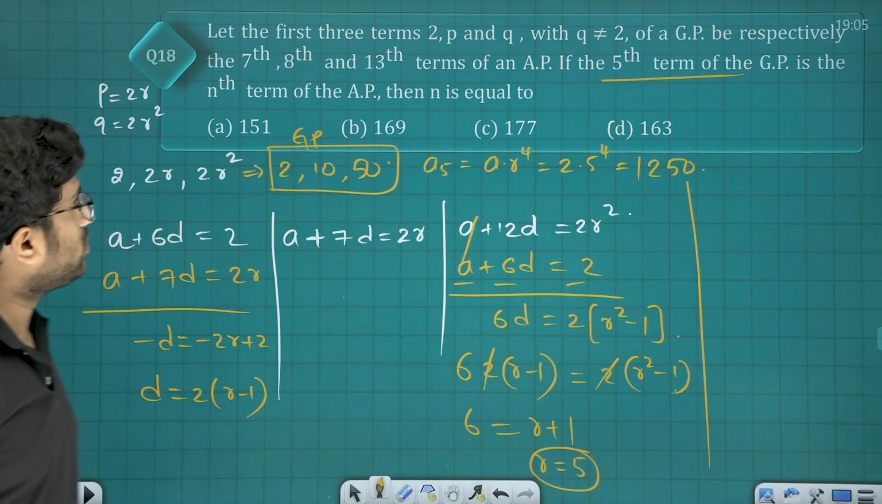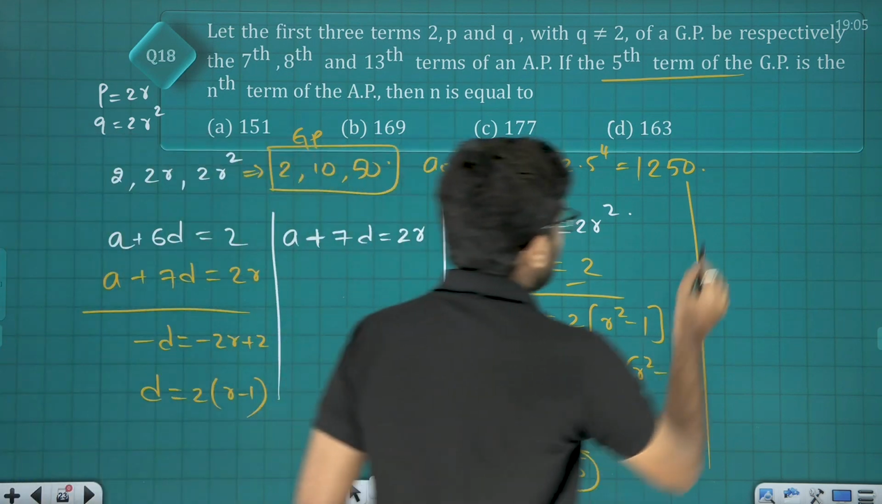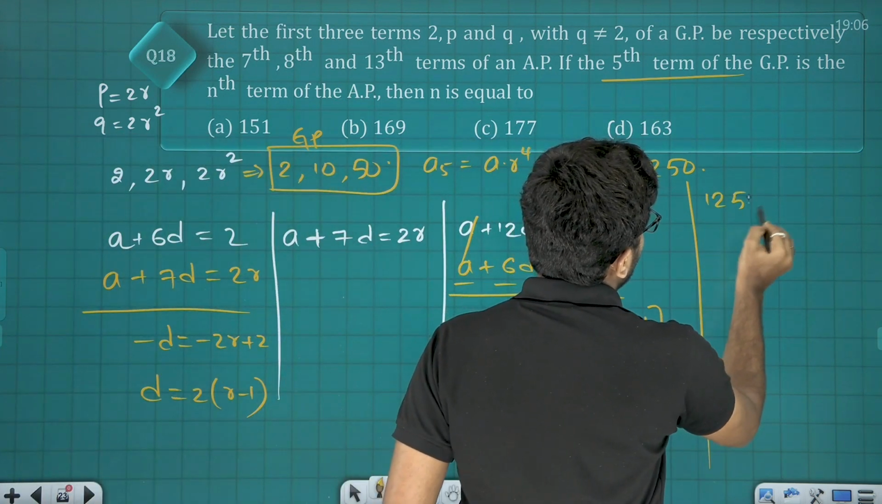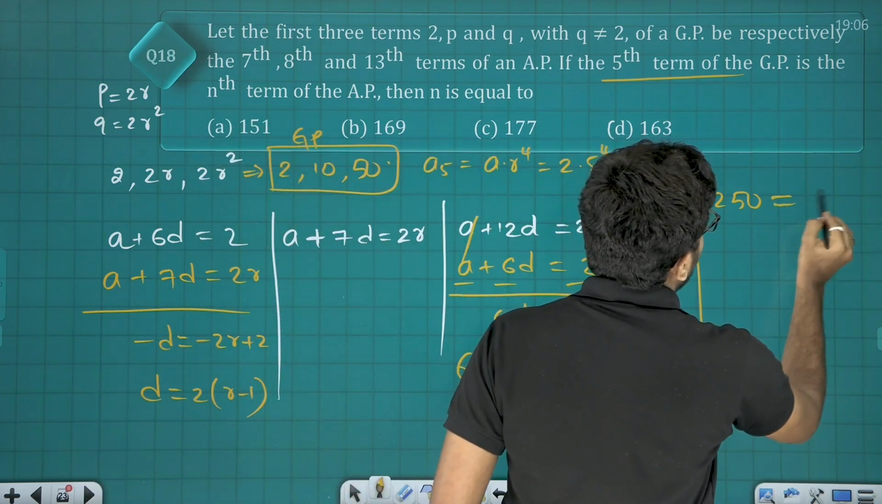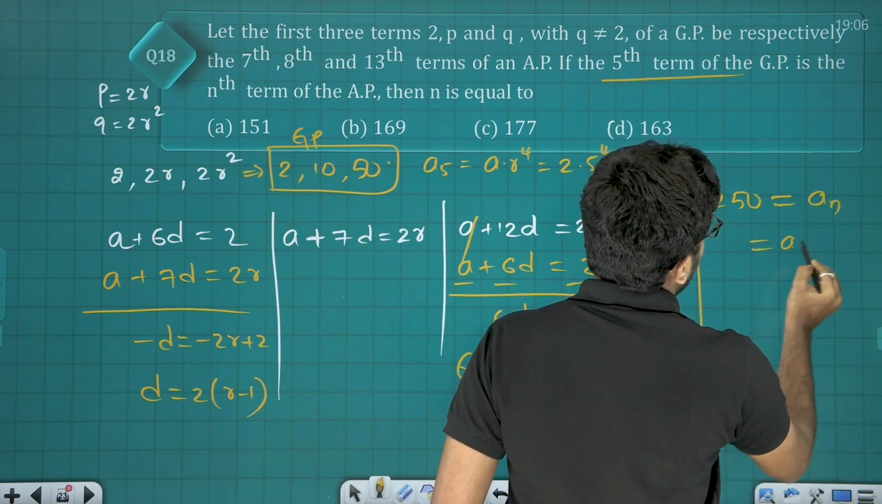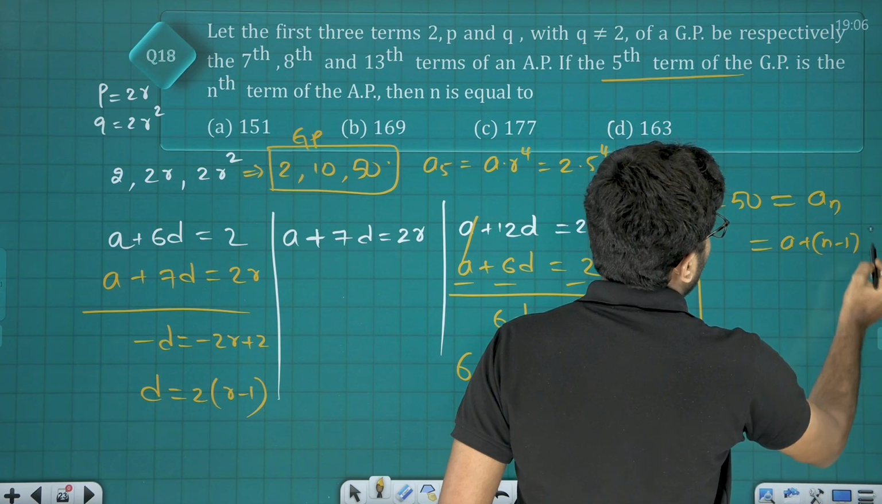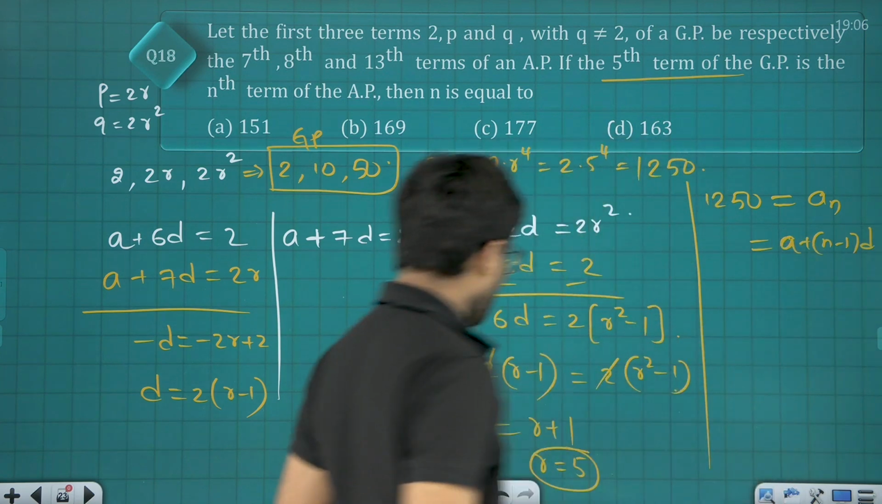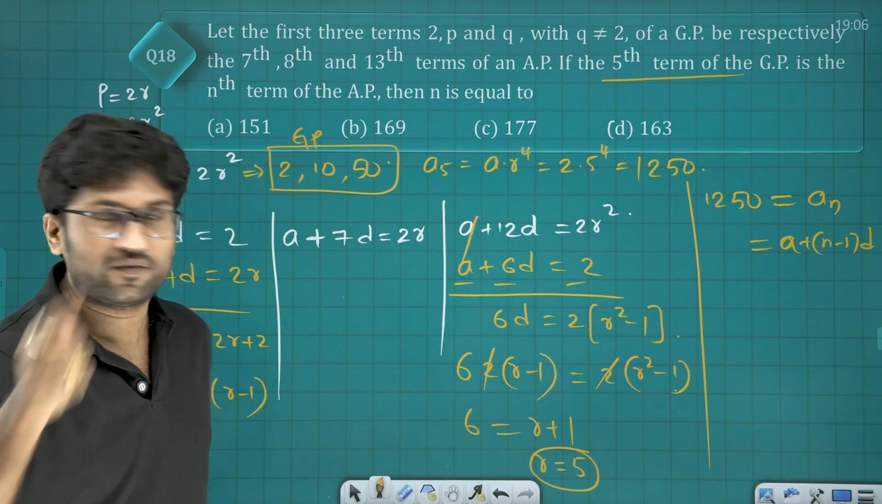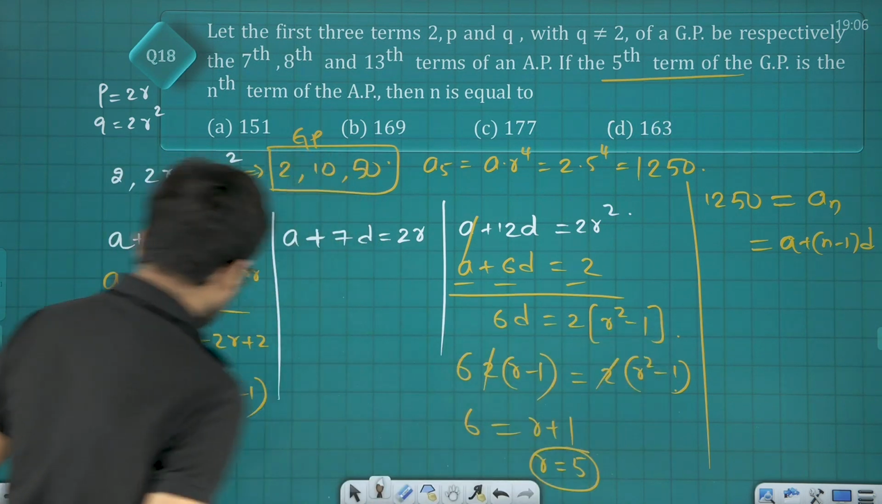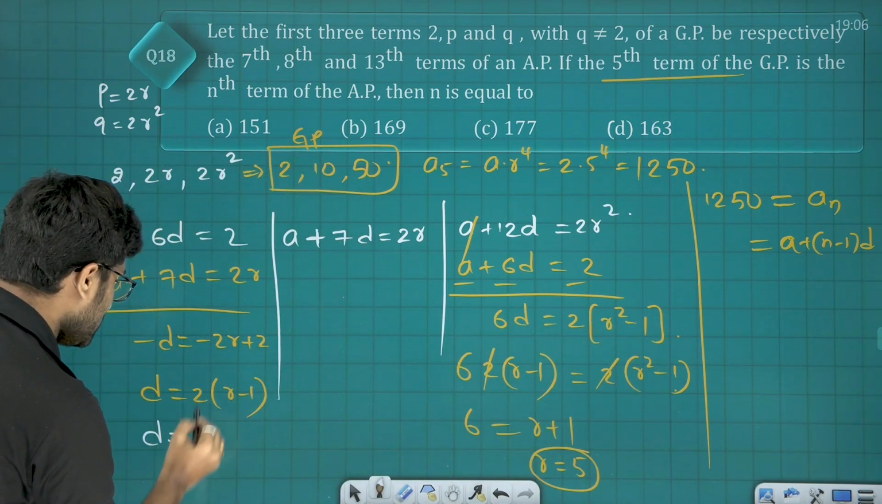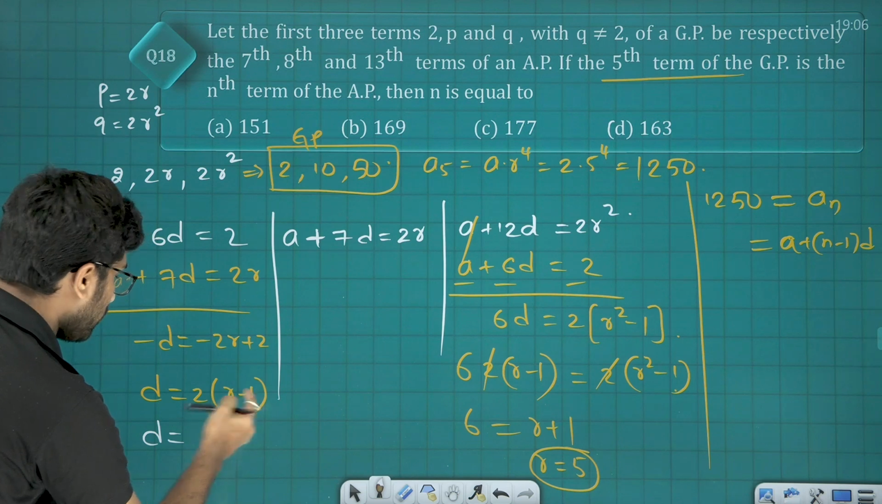Now this 1250 is equal to the nth term of the AP, that means a plus n minus 1 into d. So for that, friends, first find the value of a and the value of d. How do we get d? If we put r equals 5 in this case, d is equal to 5 minus 1, 4 twos are 8.